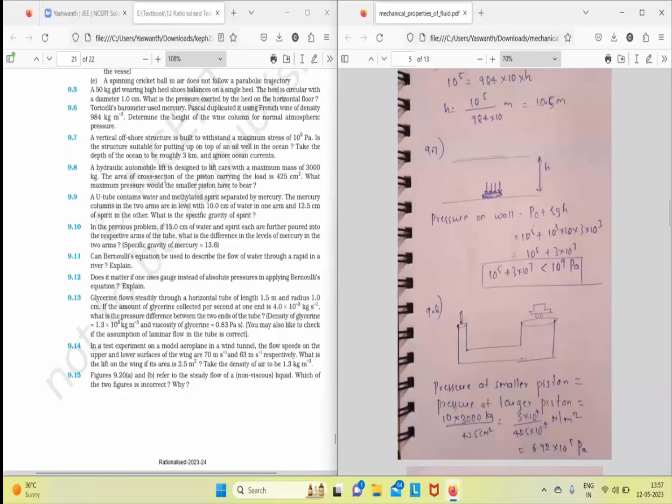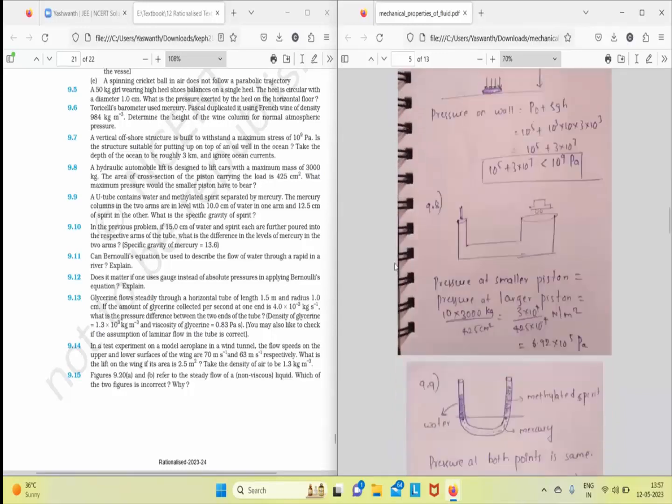Going to the next question, a hydraulic automobile lift is designed to lift cars with a maximum mass of 3,000 kg. The area of cross section of the piston carrying the load is 425 centimeters square. What maximum pressure would the smaller piston have to bear?